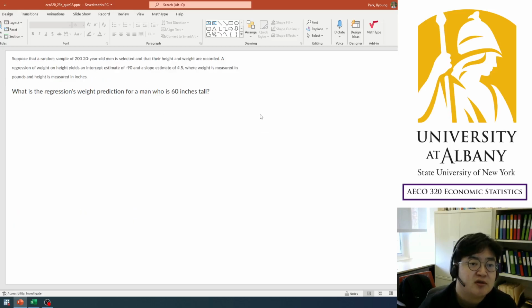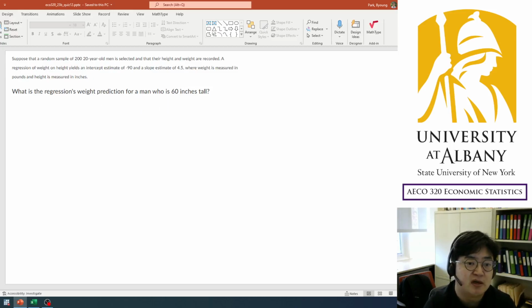Question number 2. Suppose that a random sample of 220-year-old men is selected and that their height and weight are recorded. A regression of weight on height yields an intercept estimate of -90 and a slope estimate of 4.5, where weight is measured in pounds, height in inches. What is the regression's weight prediction for a man who is 60 inches tall?